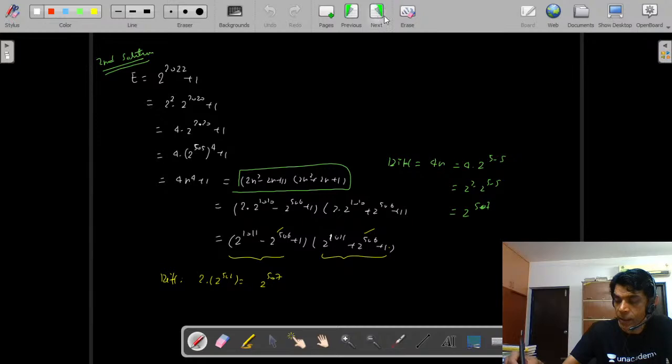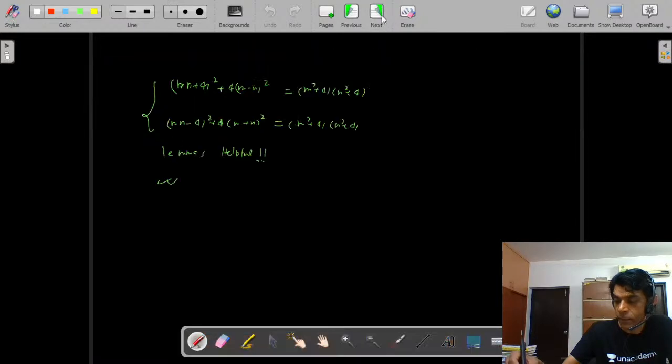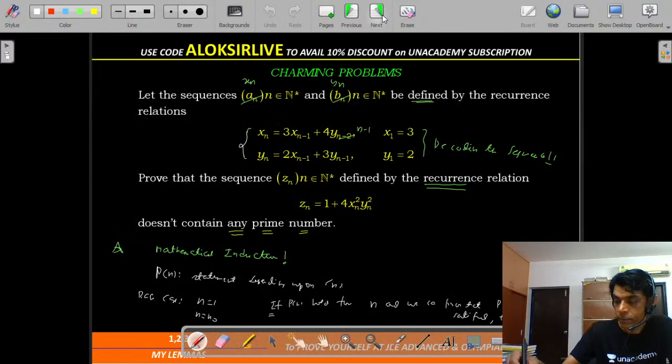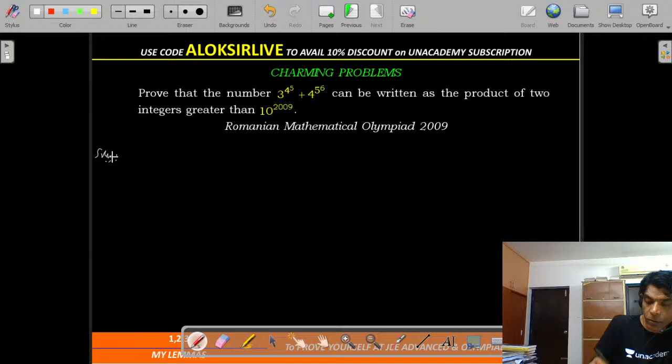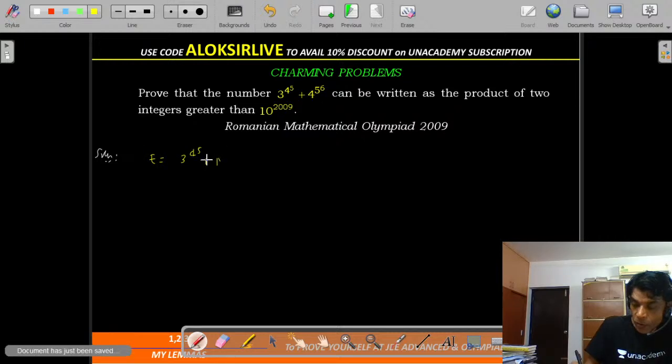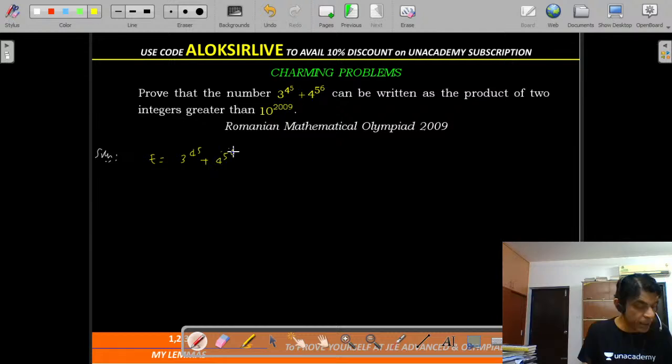This looks like a good makeup, but deep down it is again Sophie Germain. This one looks nice, right? So this expression E is 3 to the 4 to the 5 plus 4 to the 5 to the 6. So it looks like a tower of powers, right? I like to call it a tower of powers.